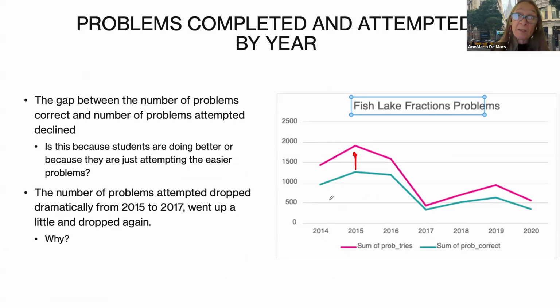And so that's one of the things that I noticed, that the difference between the number of problems correct and the number of problems attempted got smaller. And so I want to know, is that because students are doing better or because they're just attempting the easier problems and not trying the harder ones?